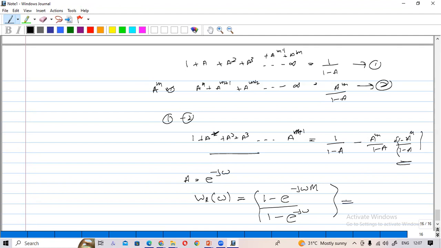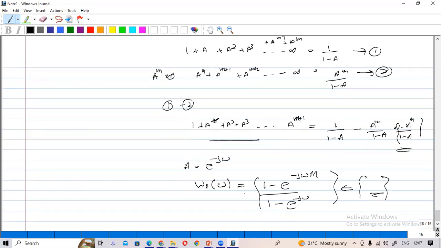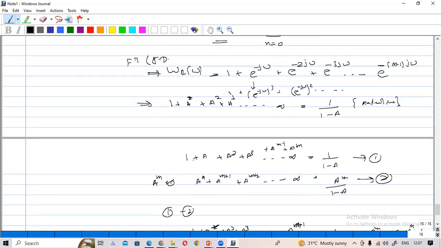Maybe you can remember that if you take out e to the power minus j omega M divided by 2, you can write this in terms of sine terms also. So maybe you can try to write it in sine terms also. Anyway, this is the response of the window.